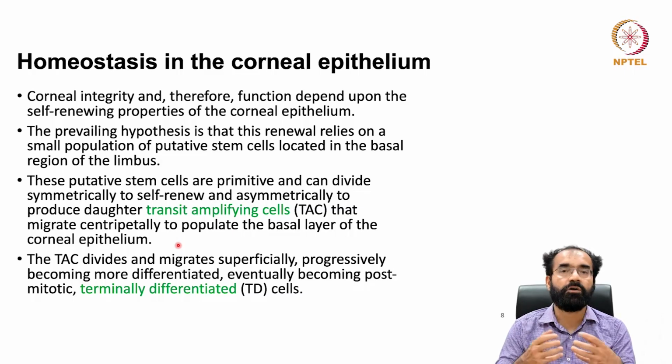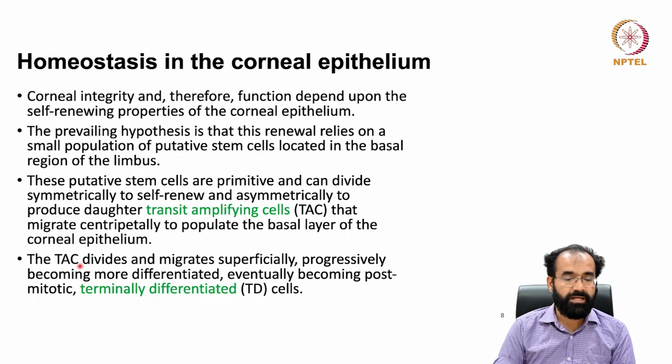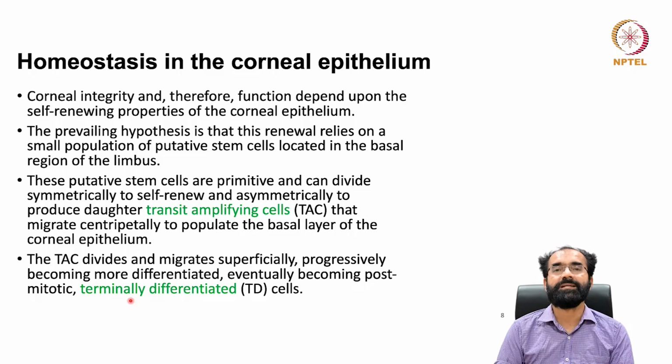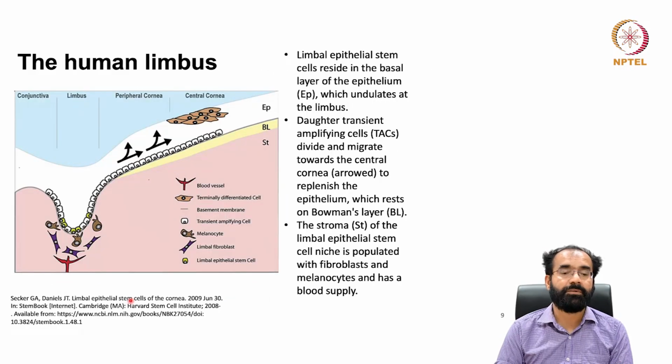One is a symmetric way to make a copy of themselves, or an asymmetric way where one cell will keep a copy of itself, and the other one will become part of the cornea. That is called transient amplifying cells, these daughter cells. So the TAC, transient amplifying cells, divides and migrates superficially, progressively becoming more differentiated, eventually becoming postmitotic and terminally differentiated. Postmitotic cell means it is terminally differentiated, it has no plan of entering into the cell cycle, and many differentiated tissues have terminally differentiated cells, and this is how the cornea establishment or dynamics is done.